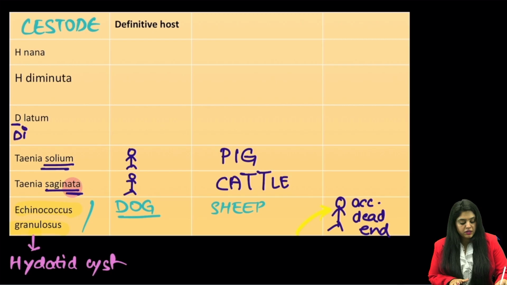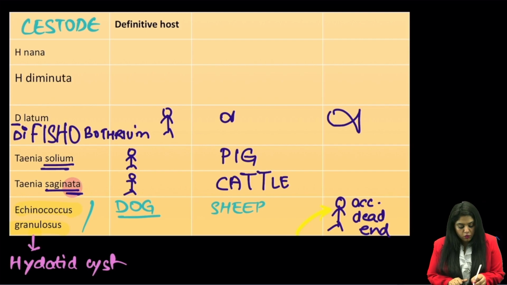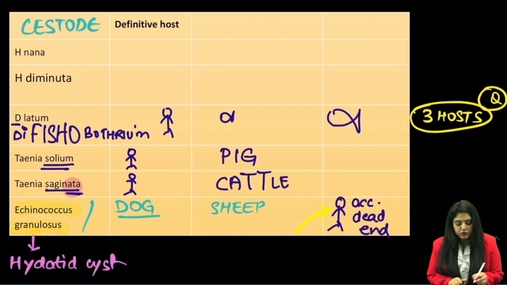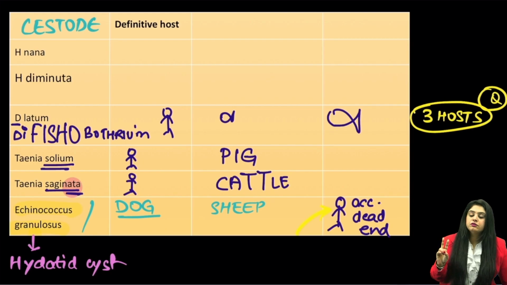Coming to Diphyllobothrium latum. From today onwards it will be learnt as Difishobothrium latum. Please remember, di-fish, two fish. There's going to be a small fish and a big fish. Small fish, big fish. But humans, of course, have to be there. So how many hosts does it have? It is the only cestode to have 3 hosts, Diphyllobothrium, or from today onwards, Difishobothrium latum. Human, and two fish it's going to have.